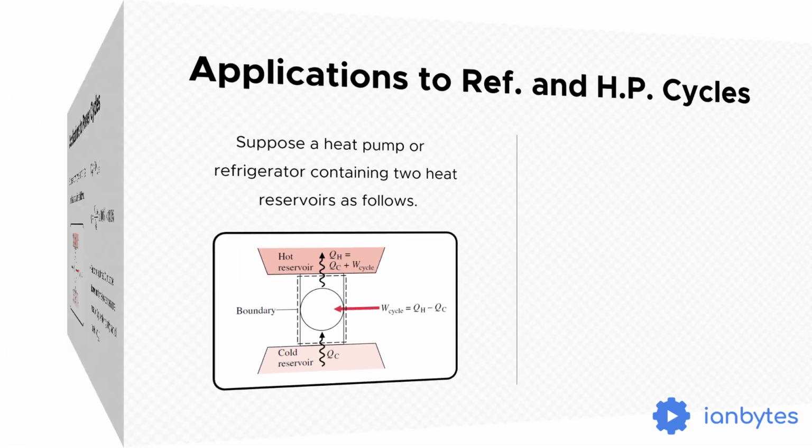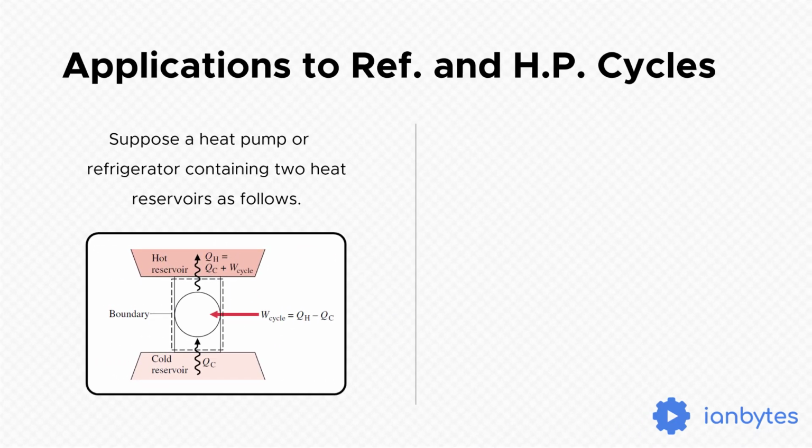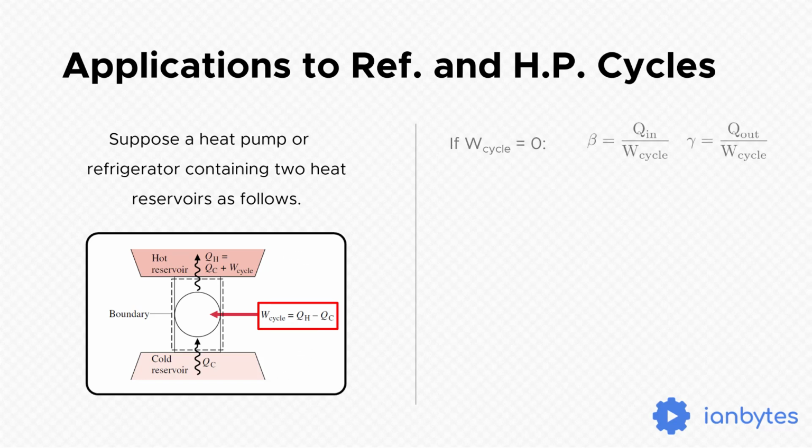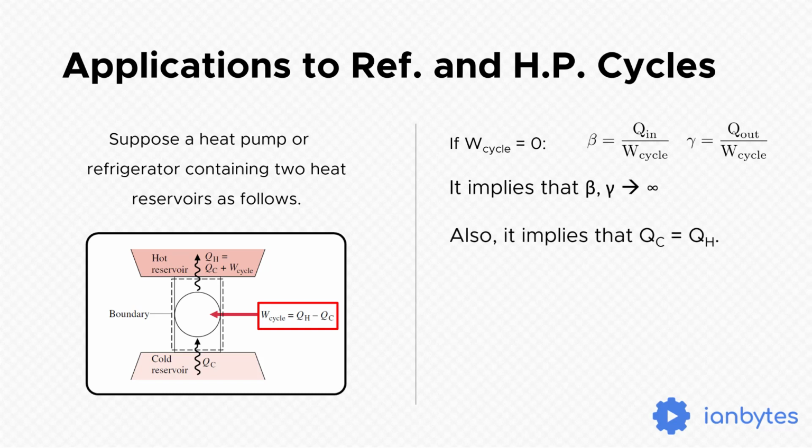Sunod ay i-apply naman natin ang Clausius statement sa heat pump or refrigerator. Sabihin natin tayo ay merong heat pump or refrigerator that absorbs heat from a cold reservoir. Also, it rejects heat at a hot reservoir, and finally, it requires work input W cycle. Bilang panimula, i-assume muna natin na ang W cycle ay equal to 0. Mula sa ating formulas for beta and gamma, pwede nating imply from this assumption na ang coefficient of performance in both cases ay infinite. Also, using the first law equation for refrigerator and heat pumps, masasabi natin ang QH ay equal lang sa QC.